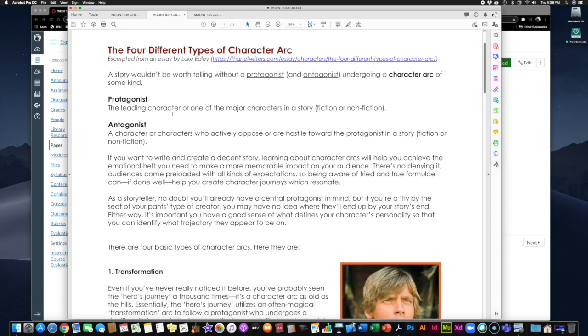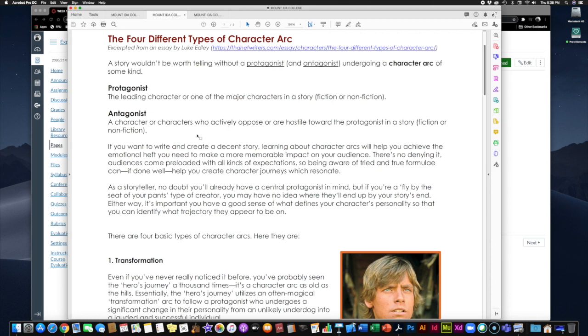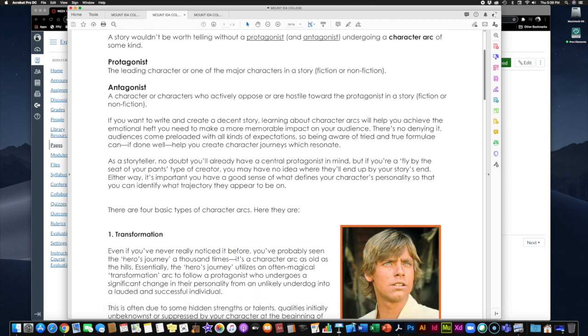Now, the protagonist, of course, is the lead character or one of the major characters in the story, whether we're talking fiction or nonfiction. These things are true of real life as well. The antagonist, as we said, actively opposes or is even hostile towards the protagonist, and therefore they can be their antithesis or a straight-up villain.